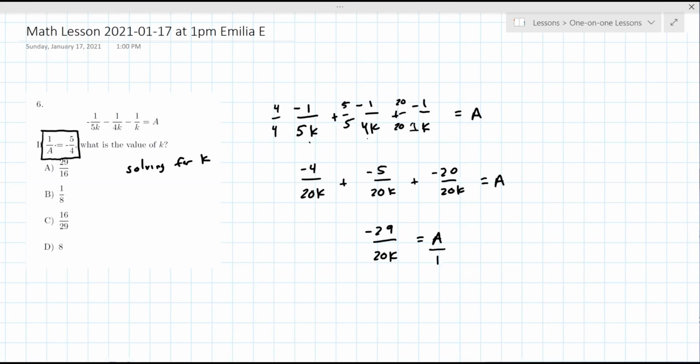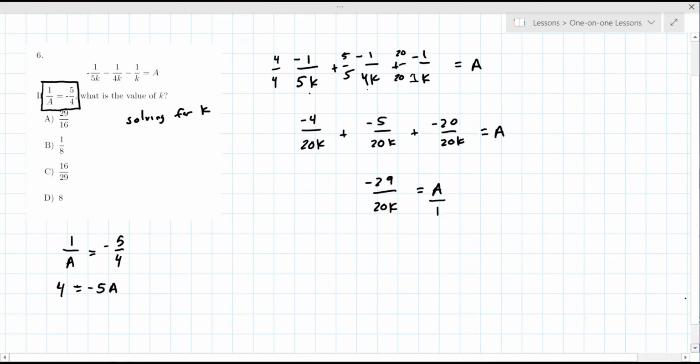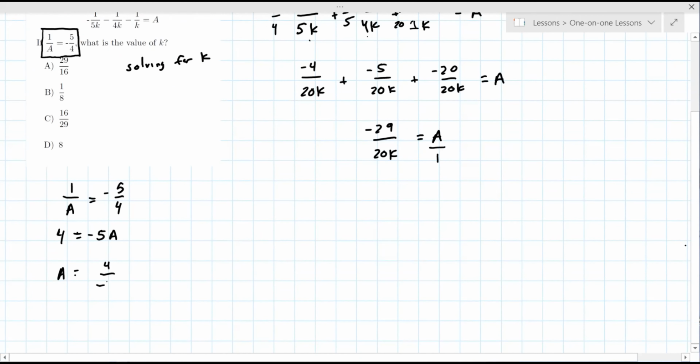Okay, so there's a couple of ways we can do this. There's the direct method, which is to solve what's in the box here, which I'll write down below. Solve this for a, and to do that you'll cross multiply. So 4 equals -5a, and then a equals 4 over -5. So we could use that over here, and that's what we're going to do. So -29 over 20k equals 4 over -5. But it looks like now that we have to cross multiply again.